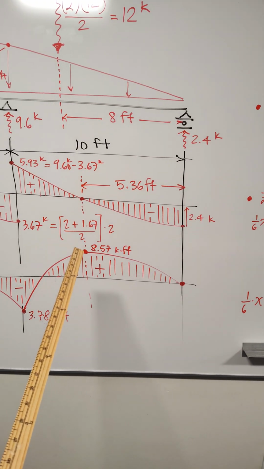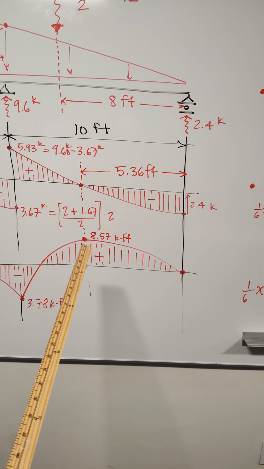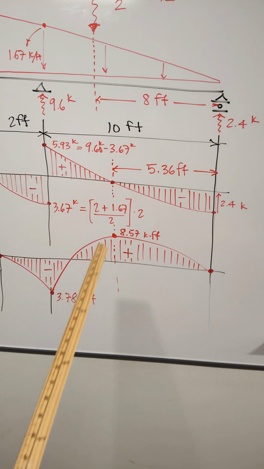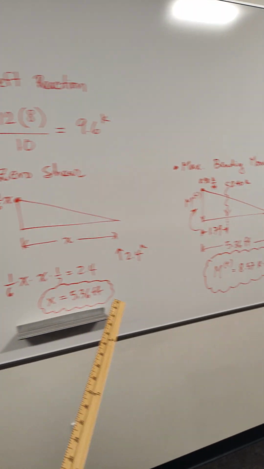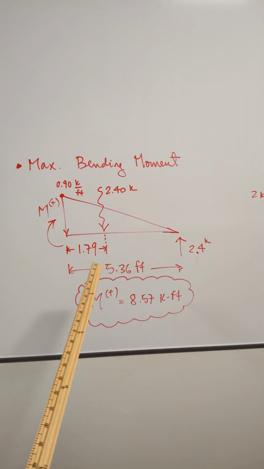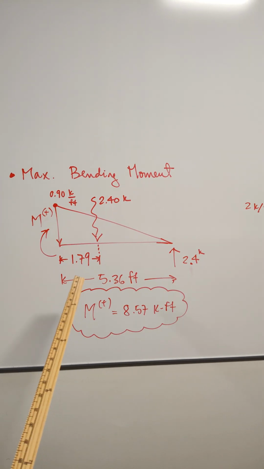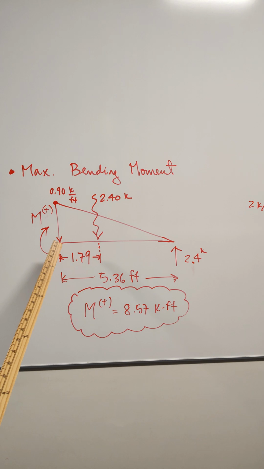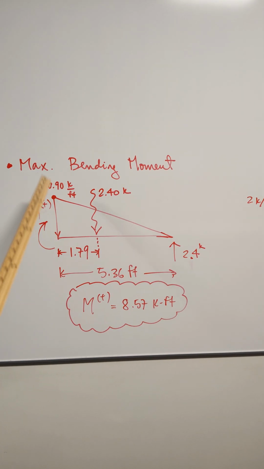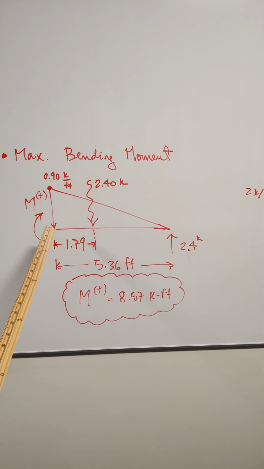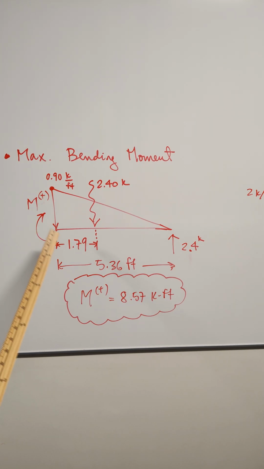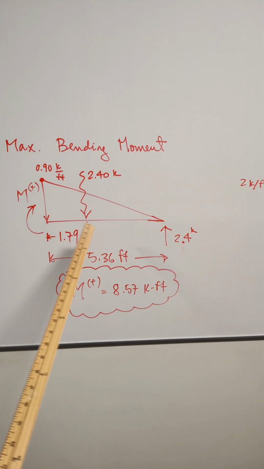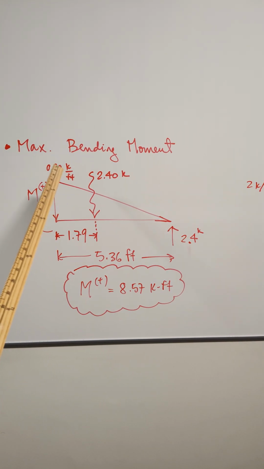Now, to get the value of the maximum bending moment, positive, and the minimum, negative, we're going to proceed. First of all, since we know the point of 0 shear is here at 5.36, we simply need to do sum of moments about that point. We make a cut, and we do sum of moments about that point, and we find the positive bending moment. To do that, we compute the resultant of the distributed load at that point.